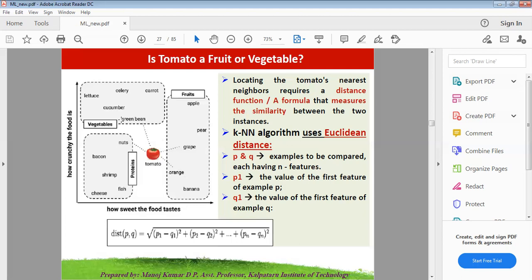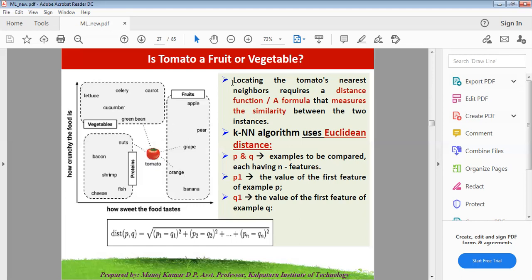Okay, so how do you find the distance? Find the distance between tomato and nuts. Find the distance between tomato and green bean. Find the distance between tomato and grape. Find the distance between tomato and orange. How do you find the distance? So that will be the very important concept.